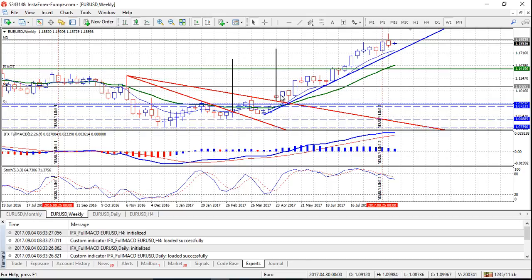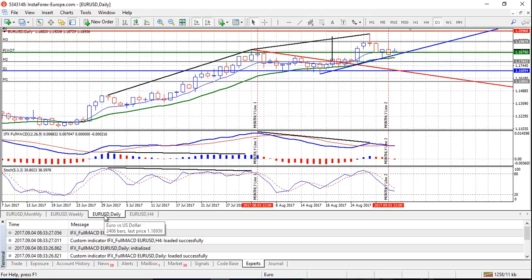So if you are counting from here, 1, 2, 3, 4, that is 4 weeks. So these 4 candles take a period of a month to form. Each of these candles takes a week. That is what the weekly chart is telling us: each of these candles takes a week to form.